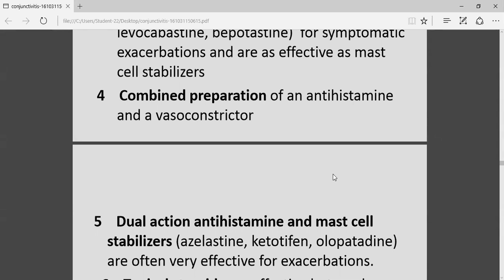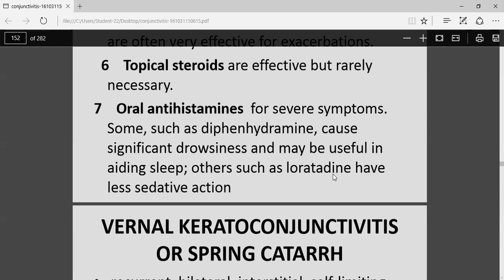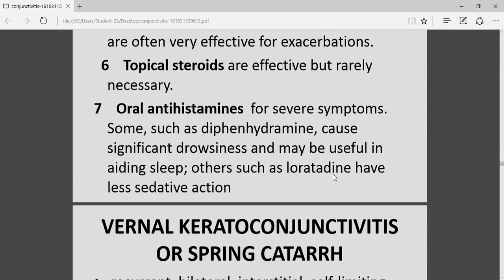Similarly, there are some medicines which have both antihistamine and mast cell stabilizing properties. These are ketotifen, olopatadine, and azelastine. Nowadays, we are using mostly ketotifen and olopatadine. These are very nice products which basically work in two ways. That is, they not only stabilize the mast cell, but they are also antihistamines.